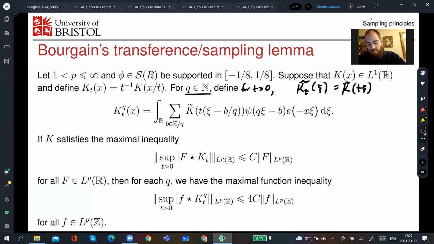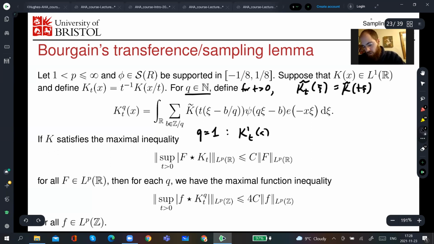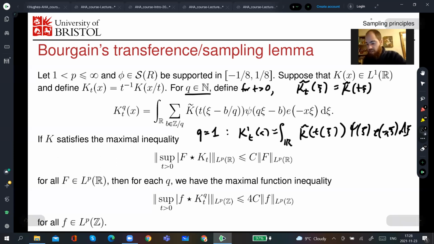When q is equal to 1, let's just pretend q equals 1 for a moment. We have k_1(t)(x) is, by definition, the integral over R of ψ(ξ) e^{-xξ} dξ. So this is the dilation that we're wanting, the isotropic dilation. But now it's localized by this ψ function right here, and so the Fourier transform is localized by ψ. So what is ψ? Oh, ψ should have been φ. Let's just change φ to ψ now.